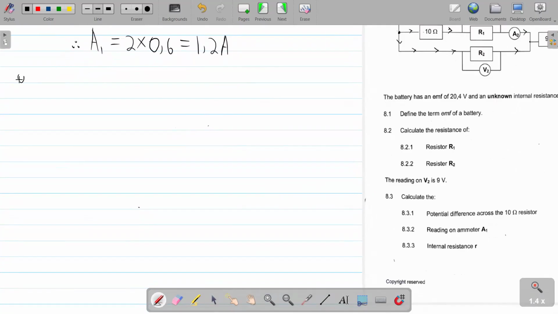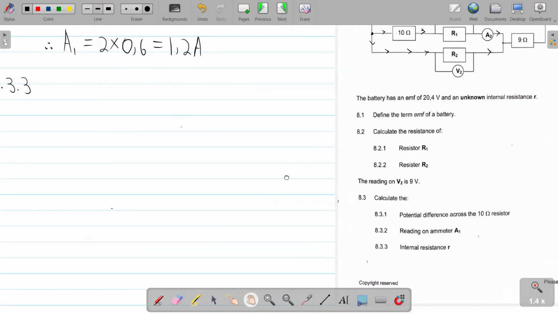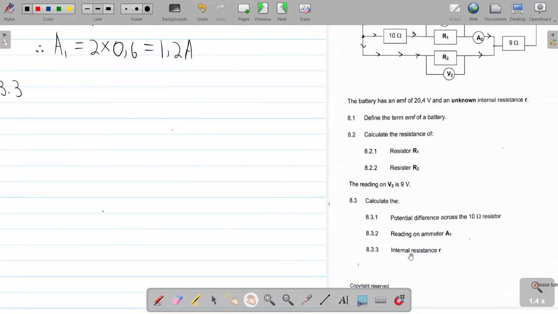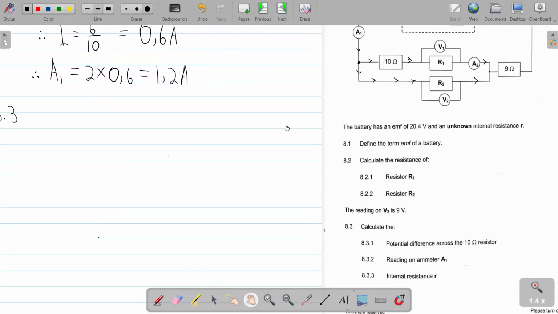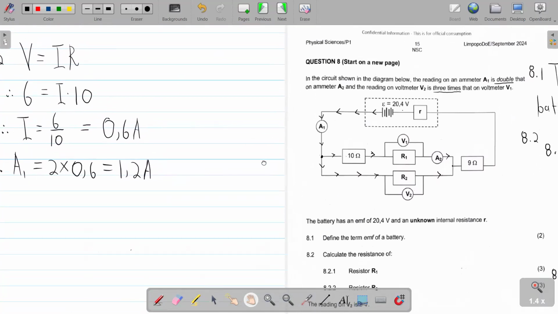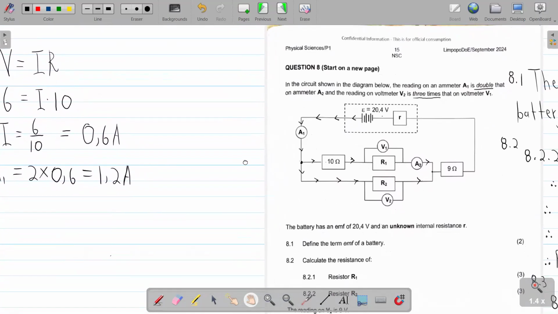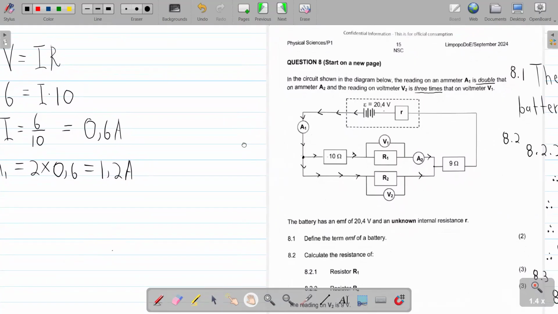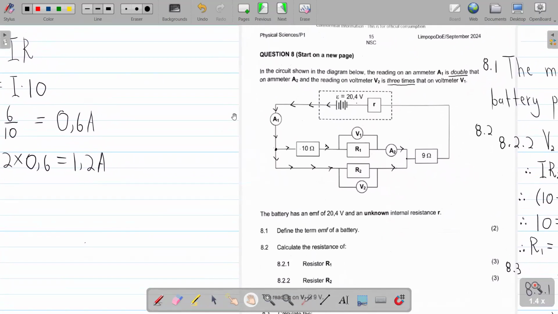Then 8.3.3. Yeah, they want the internal resistance, okay? So now, how do we find the internal resistance here?